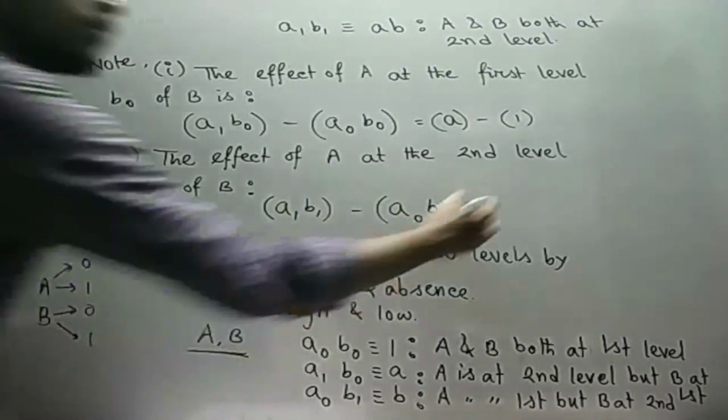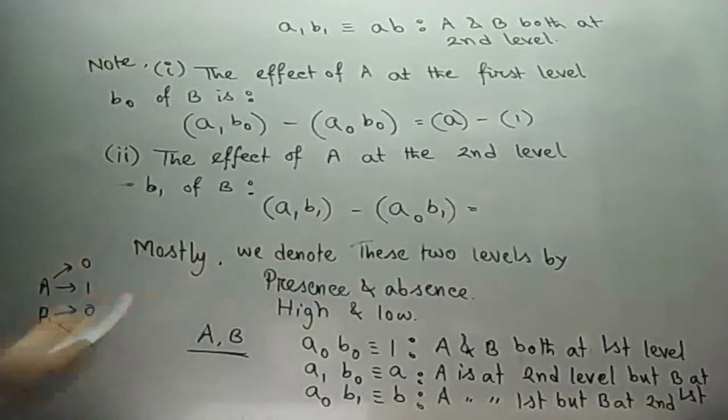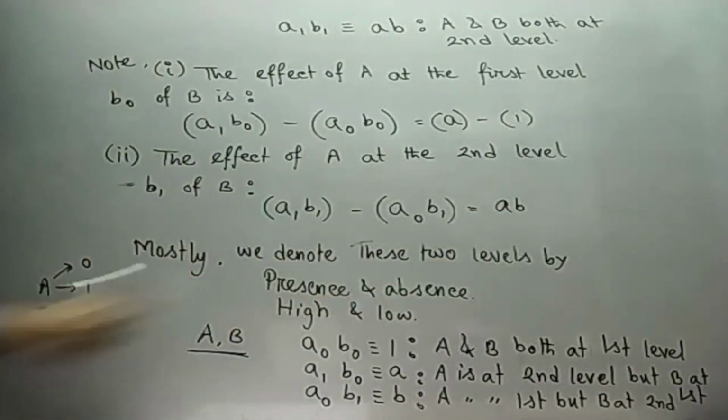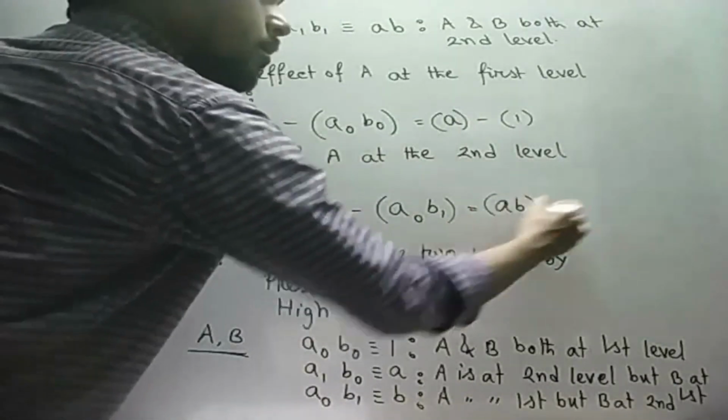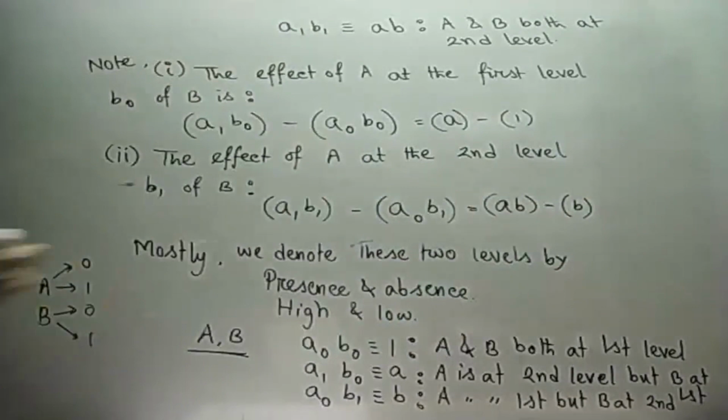A1 B1 is basically AB, as A and B both are present. A naught means A is absent but B is present, so it will be minus b.